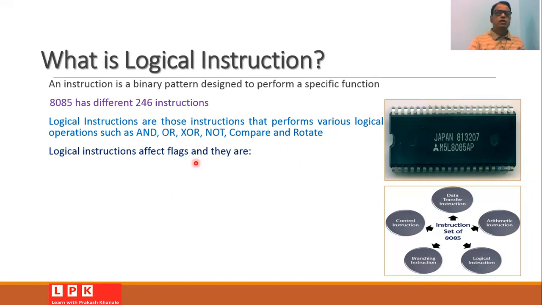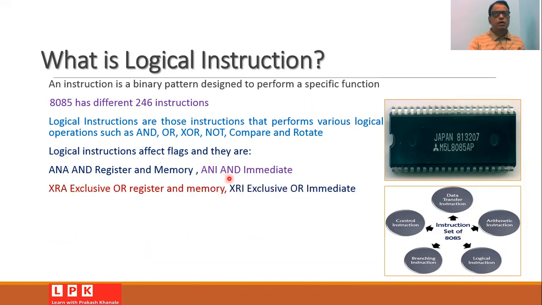There are different logical instructions available, such as AND register and memory. You can also logically AND the accumulator content with immediate data by using the AND immediate instruction. Also, you can exclusive OR the register and memory by using the instruction XRA. Whenever you want to make an exclusive OR operation with immediate data, you can use the instruction XRI.